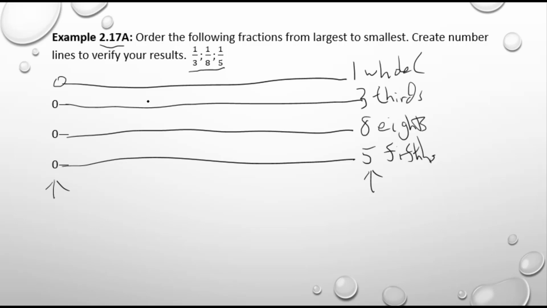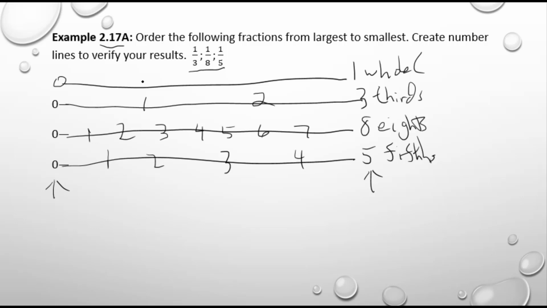So let me make thirds. Try to make them. There's 1/3, 2/3, 3/3. Eighths, it would be 1, 2, 3, 4, 5, 6, 7, 8. And fifths, there would be 1, 2, 3, 4, 5.